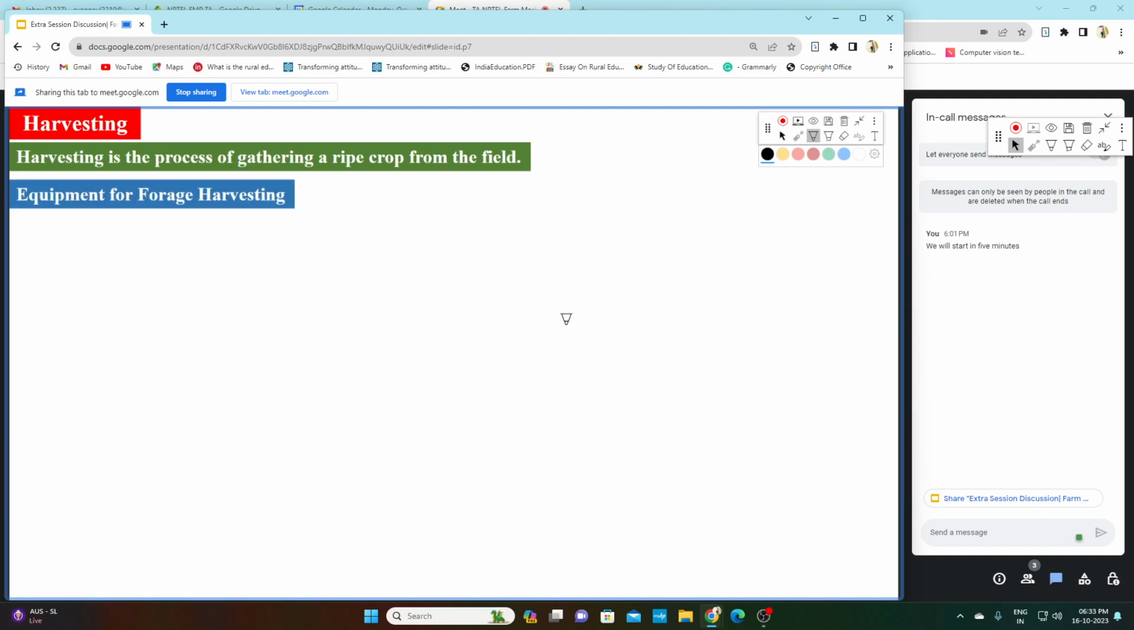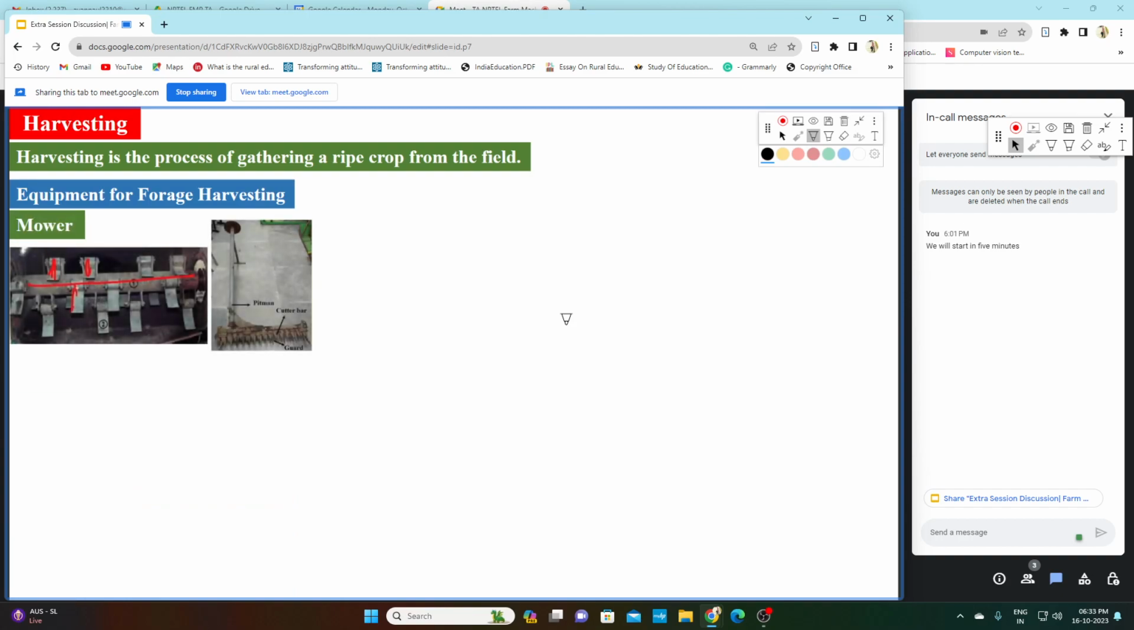Now in harvesting, there are different equipment for forage harvesting. Why are we doing this forage harvesting? Forage harvesting is done to feed the livestock, like buffaloes, cows, etc. So for them we are doing this forage harvesting. Forage harvesting is done by a mower. This is an image of a flail type mower, and this is an image of a reciprocating type of mower.